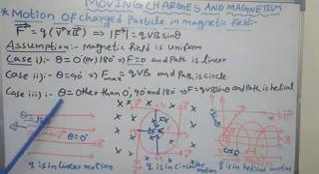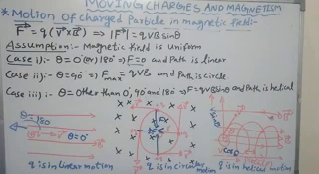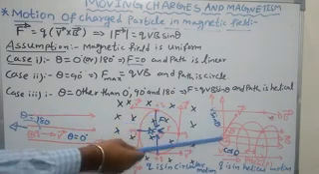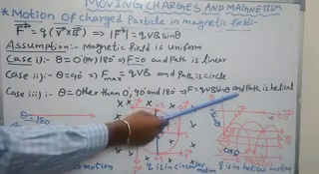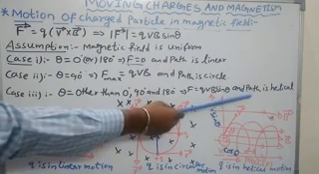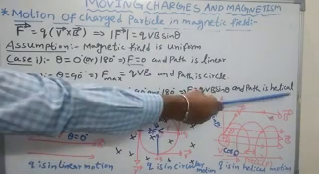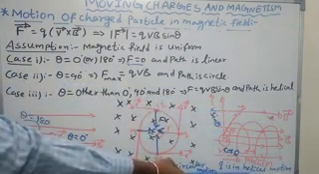Case 3. If theta is other than 0 degree, 90 degree and 180 degree, so some 30 degree or 60 degree or 120 degree, then what is the force experienced by the charged particle in that magnetic field? QVB sin theta. What is the path or trajectory of the particle? That is helical. The path is a helix or helical path. Such motion is helical motion.